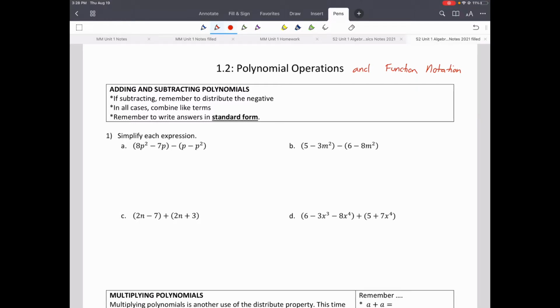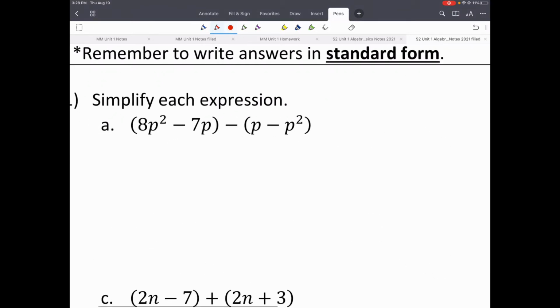All right, so let's do a quick, I don't know if you've done this before, but we're going to add and subtract polynomials. If we're subtracting, we need to make sure we use the distributive property. So let's start at this example. We have this negative, we can call it a -1 if you want, but we're going to need to distribute that before we try and combine like terms.